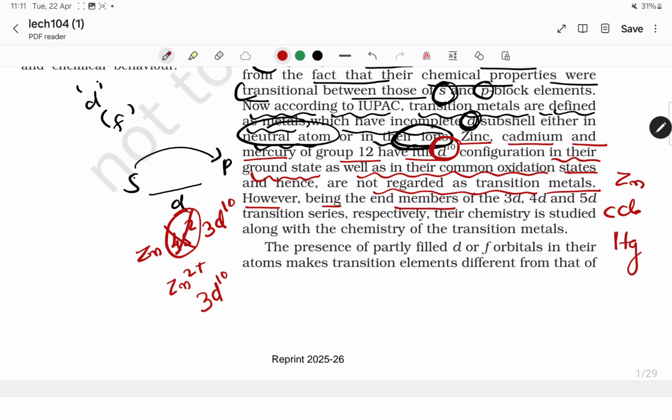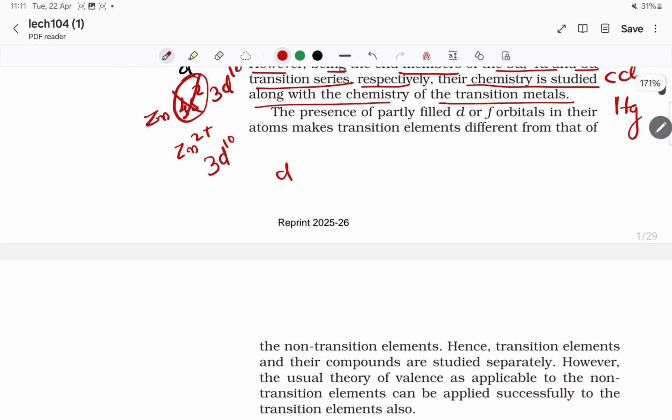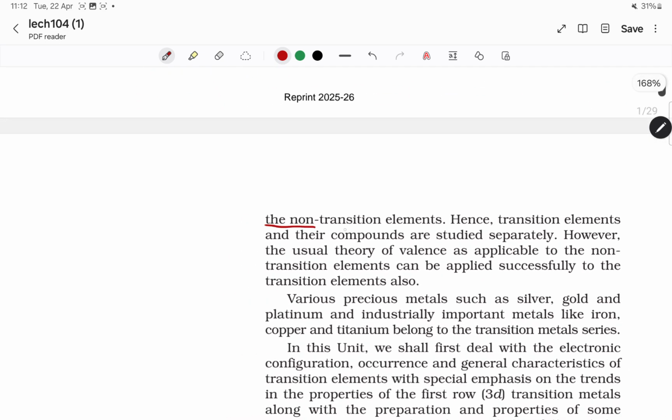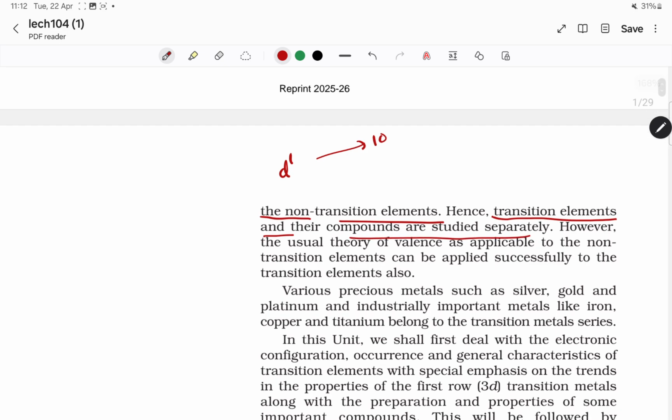However, being the end members of the 3d, 4d and 5d transition series respectively, their chemistry is studied along with the chemistry of transition metals. See, they are d block elements, but they are not transition metals, yet they are studied with the transition metals. The presence of partly filled d or f orbitals in their atoms makes transition elements different from the non-transition elements. Most of the time d1 to d10 is possible, so variable kinds of properties are possible. Hence transition elements and their compounds are studied separately.